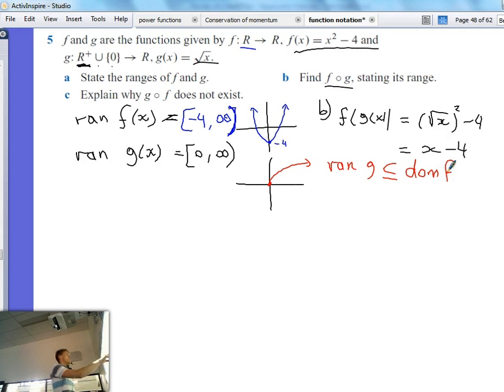So let's check. The range of g of x is this one. Now, is that a subset of the domain of f? The domain of f up here is all real numbers. Real numbers is a pretty big set, and 0 to infinity does fit inside. Correct. Okay, so then it does exist.